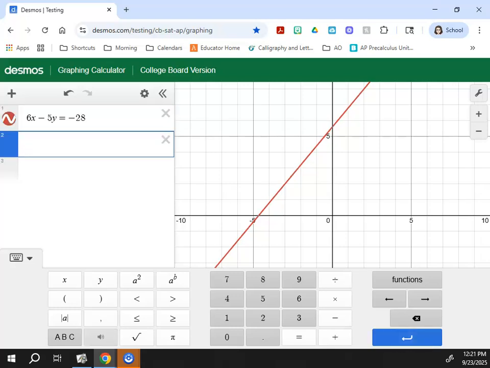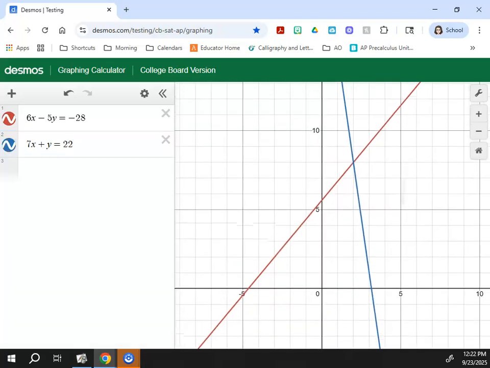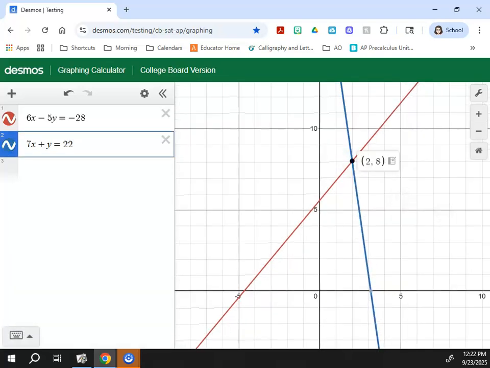Then we put in the other one, 7x plus y equals 22. And then what am I looking for? Where they intersect. So right here, and that's all you have to do. You don't have to go through the silly menus or anything like that. Boom, your answer is (2, 8). There's some questions on that SAT stuff that are pretty much that easy.